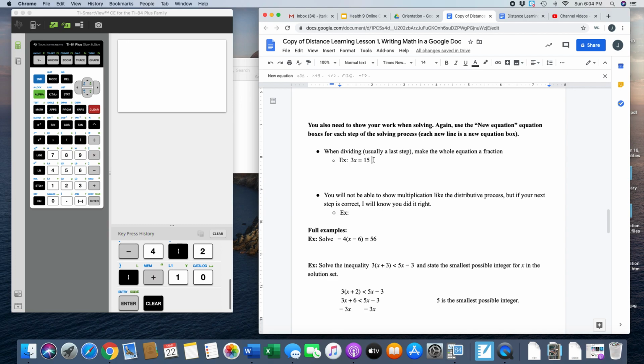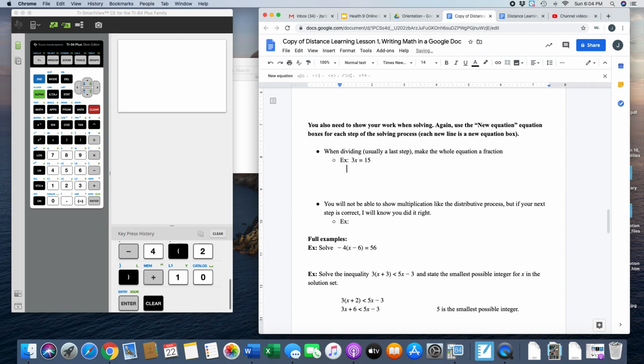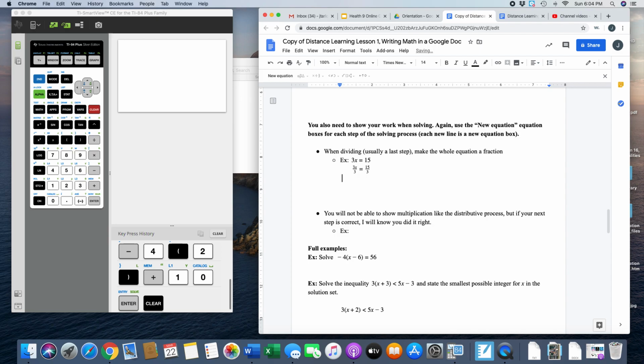So if I had 3x equals 15, then in order to solve this, I know I need to divide both sides by the coefficient of 3. So I'm going to open up a new equation box, do it as a fraction of 3x over 3 equals, and then this is going to become the fraction 15 over 3. Remembering that you use the right arrow to move from the top to the bottom, the numerator to the denominator, as well as to be done with the fraction. So now that I have that, I'm out of the text box. I can go underneath it and do the actual work.